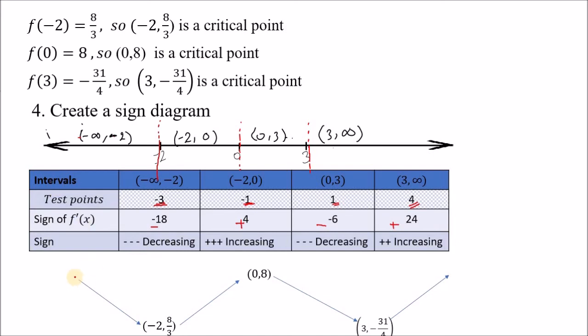Notice how it is decreasing. So I drew a line that is decreasing, reaching to the first point, which is the first critical point, which is -2 and 8/3. And it is increasing on the second interval from -2 to 0. And then from 0 to 3, it is decreasing. And then from 3 to positive infinity, it's increasing. That will conclude that this is a relative minimum, this point is a relative maximum, and this point is a relative minimum.